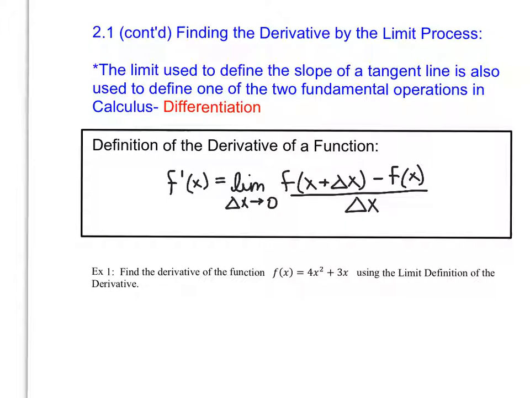You also can use the variable h. So if you prefer to say the limit as h approaches 0, and every place where I have a delta x, you have an h, that's absolutely fine as well. We will see both notations in our textbook. Let's go ahead and find the derivative of the function f of x equals 4x squared plus 3x using the limit definition of the derivative.